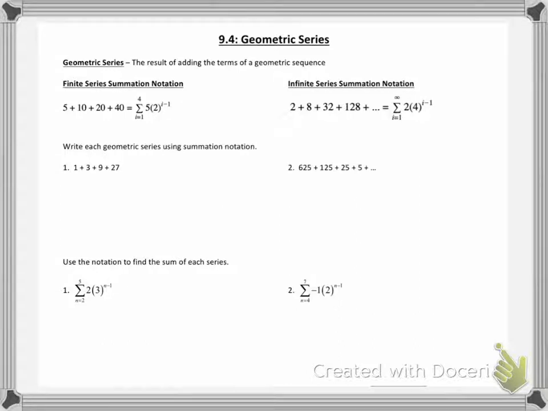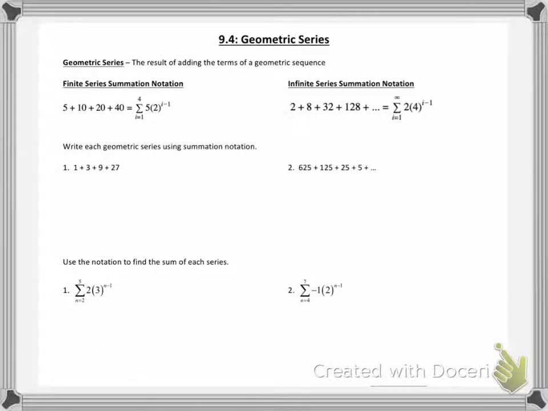Just like an arithmetic series, a geometric series is also the result of adding the terms, but this time of a geometric sequence. You can see the same notation up at the top where we have finite series versus infinite series. It's the same as what you saw in the last video. Finite means you can count the terms that are there, and that's it. You can see that in the first example with 5, 10, 20, 40. In the example under infinite, 2, 8, 32, 128, and so on, that means the series goes on infinitely.